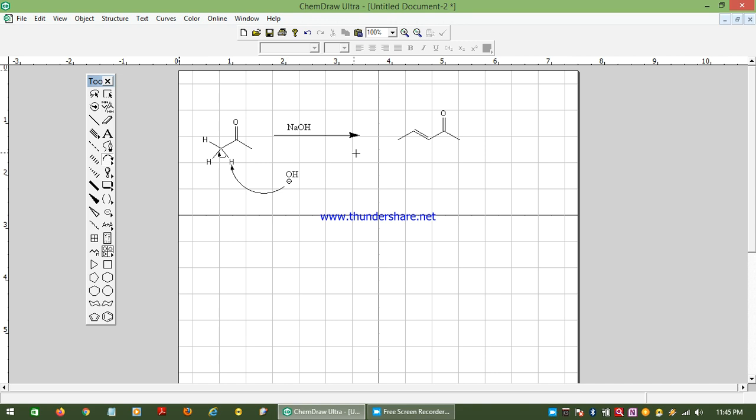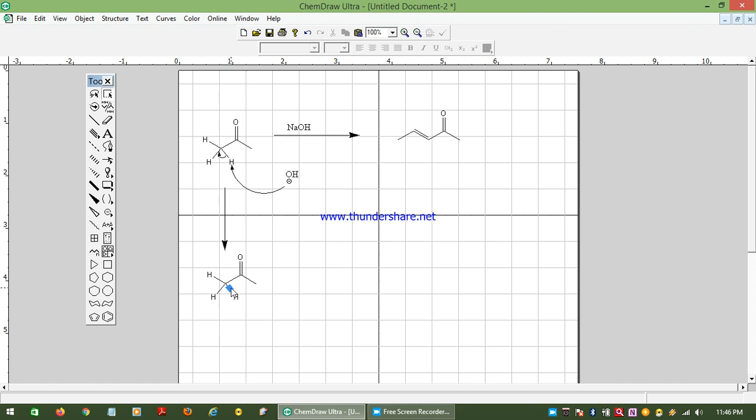It goes to carbon. What you'll get here after this, you don't have to write structure again. You just click here. You have to select this, press the control key and left key, drag down. You'll get another structure of this molecule. Now you have to remove this hydrogen from the carbon.